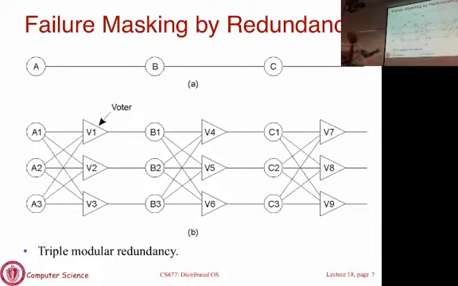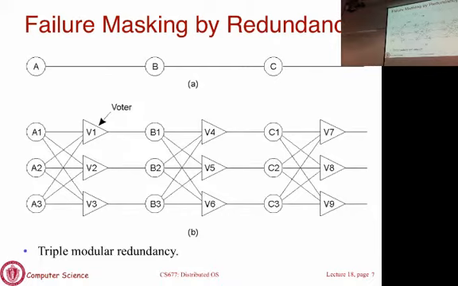Now the important thing to realize is the voter itself has to be replicated. Because if the voter is faulty, these 3 may be functioning right and the voter may simply produce some garbage, which is why you have 3 copies of the voter itself. Not only is the circuit A replicated, the voter is also replicated, and the outputs of all 3 are fed into each of the voters. So each of them performs the voting step as well.